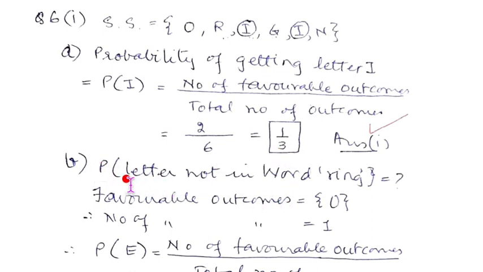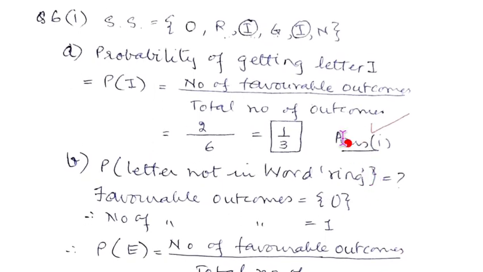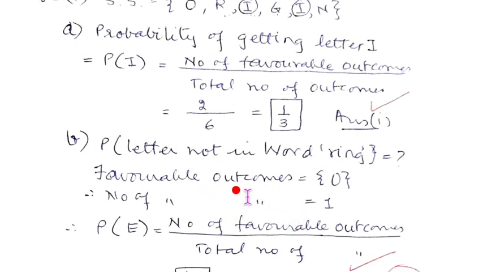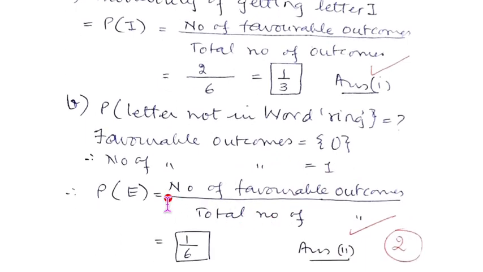Now B part. Letter not in the word ring. Now ring has R, I, N, G. So only O is not in ring. So favorable outcomes means O. And number of outcomes, the favorable outcomes will be 1. And then the probability of event, that is the letter not in the word ring, you can just mention it as E, okay, as the event is this. Once you mention this, then you can just mention probability of event. Number of favorable outcomes upon total number of outcomes. Number of favorable becomes 1. Total number of outcomes is 6. And that gives you 1 upon 6.